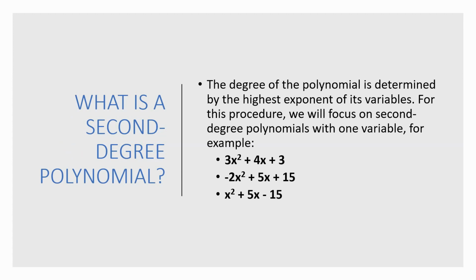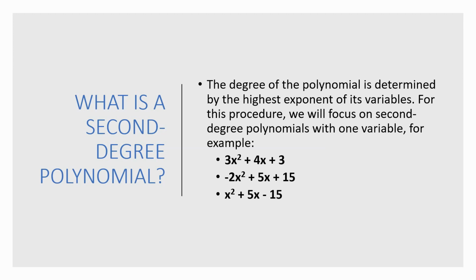So what is a degree in the first place? The degree of the polynomial is determined by the highest exponent of its variables. So let's see the examples and we will find out how to focus on this. 3x squared plus 4x plus 3. First of all, what is a variable? It's something that we don't know yet. So that's why we use letters like x, y, z, or whatever you prefer. The numbers that are multiplying each of the variables are called coefficients.